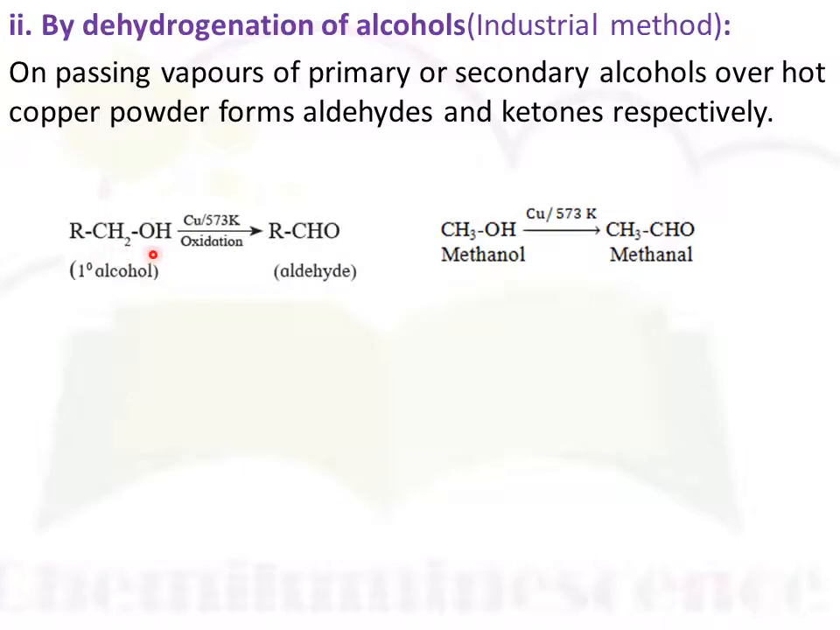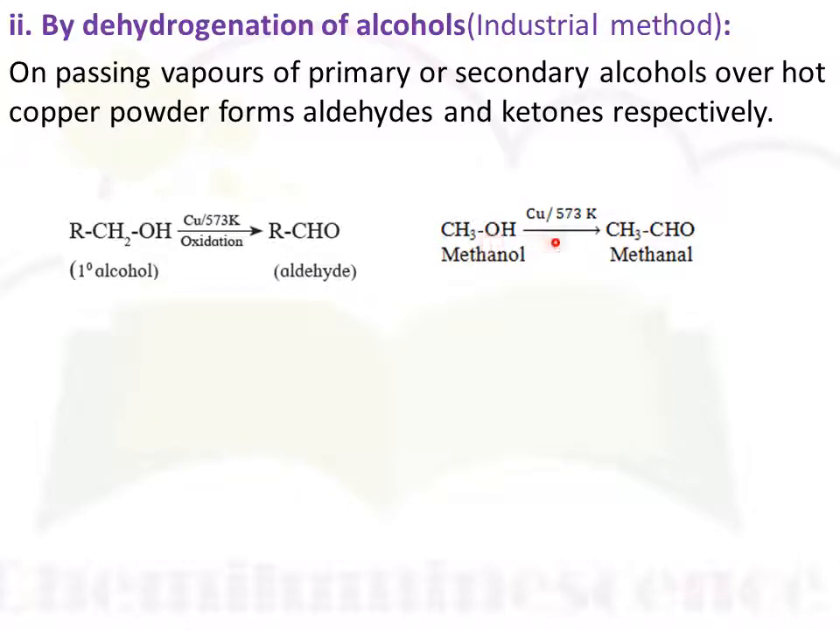Primary alcohol on passing over hot copper at 573 Kelvin undergoes oxidation and gives aldehyde as a product. If you observe the formula of primary alcohol and aldehyde, there is a difference of 2 hydrogens. In reactant, you can see 2 hydrogens are more, and in product 2 hydrogens are less. That is, 2 hydrogens get removed, and because of that, this process is called dehydrogenation. Dehydrogenation means removal of hydrogen. Let's see with the help of example.